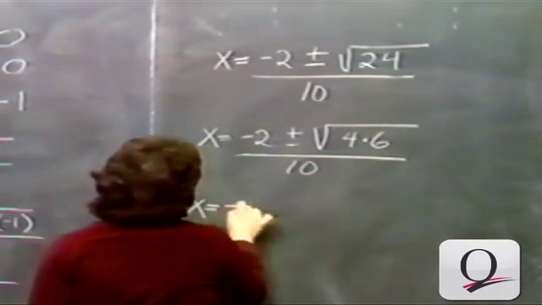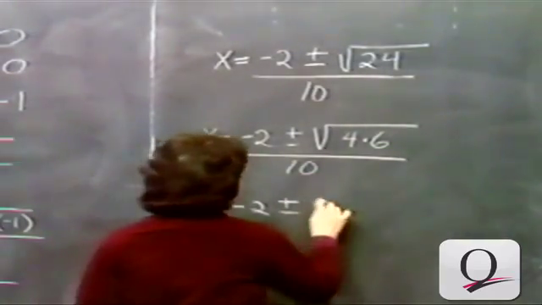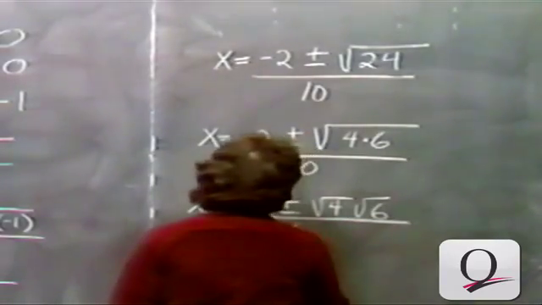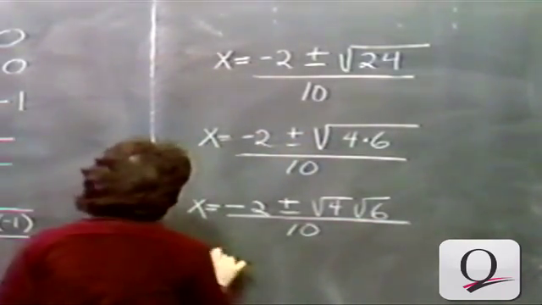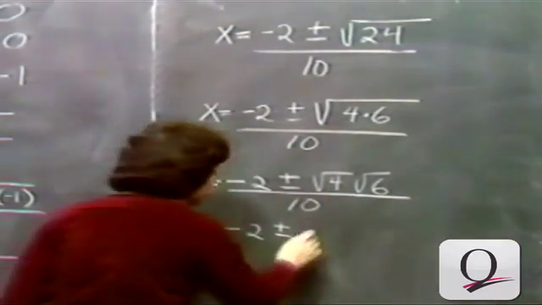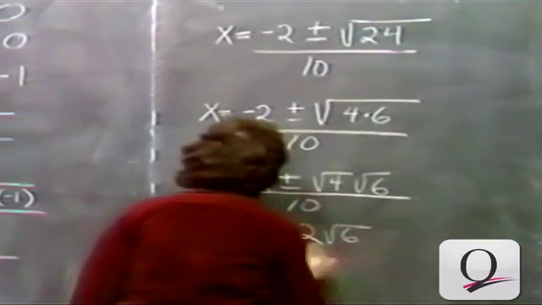X is minus 2 plus and minus, now the square root of 4 times 6 is the square root of 4 times the square root of 6. This gives us minus 2 plus and minus, now the square root of 4, that's just 2. Minus 2 plus and minus 2 times the square root of 6 over 10.